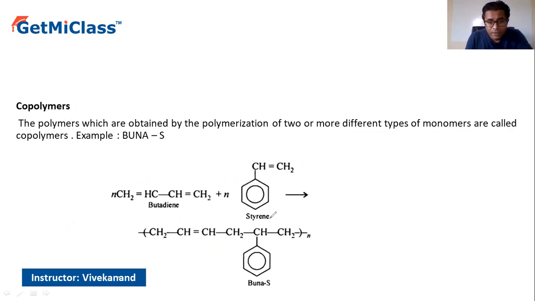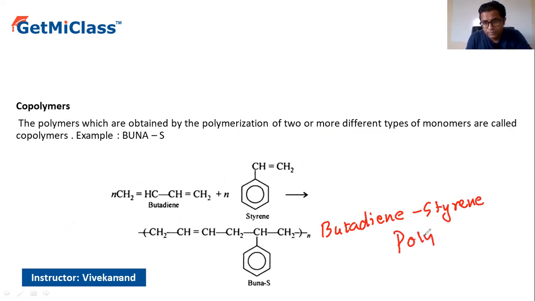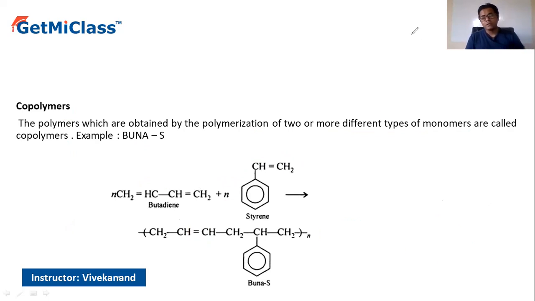Okay, so this is your Buna S, that is nothing more than butadiene styrene polymer. Okay, so this is about copolymerization. Okay, so this was falling under the addition polymerization.